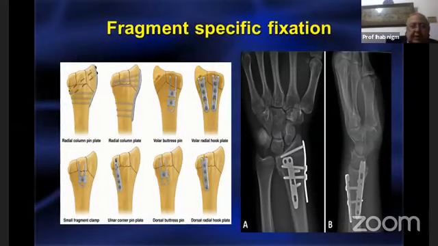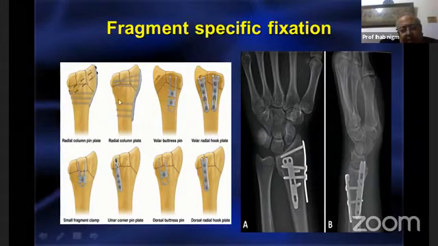Fragment-specific fixation. This new concept is based on the three-column theory. The idea is to fix each displaced fragment by a corresponding suitable implant through either dorsal approach, volar approach, or combined.